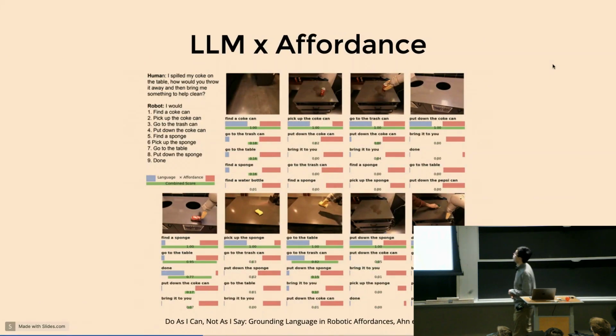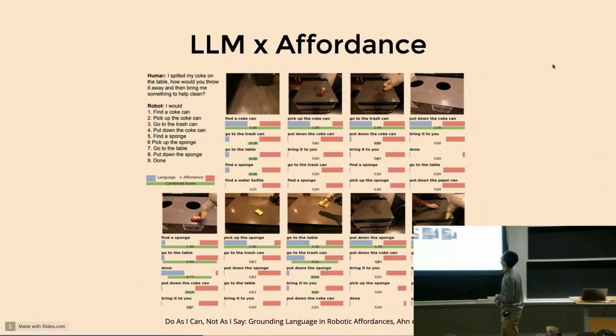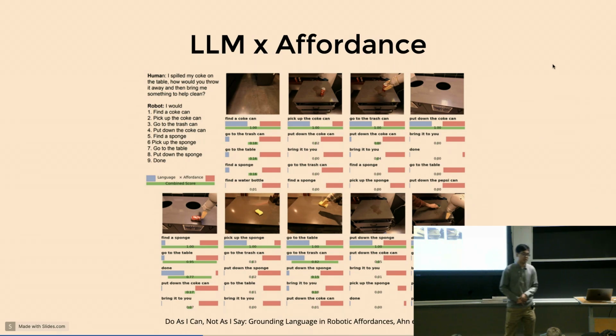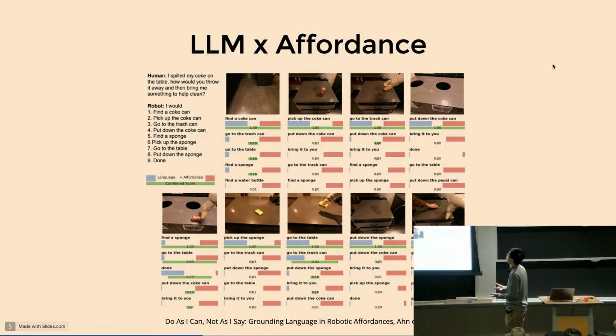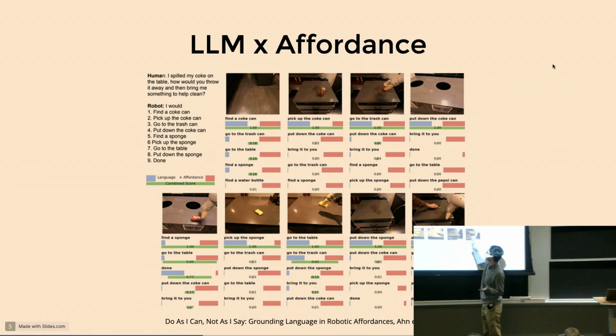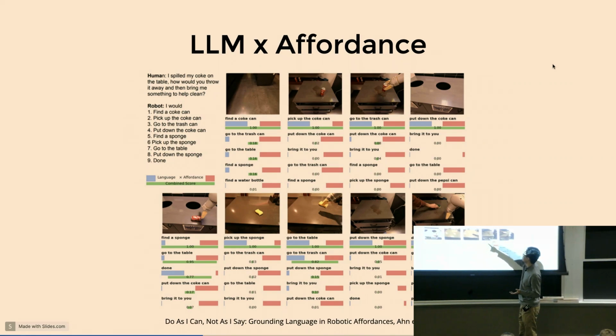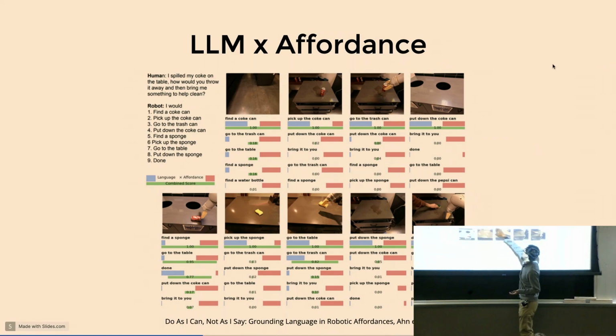And you can see that here, you have a task of I spill my Coke on the table. How would you throw it away and bring me something to help clean? So the robot chooses from a set of skill libraries. For example, here it has find the Coke can, pick up the Coke can. This is a list of pre-generated skills that a robot can choose from. And here, at the very beginning, it is from a random location. It decides it needs to find the Coke can first, which is the most likely outcome from the language model. The left-hand side is the language model. And then it walks to the Coke can. Then it determines that I should pick up the Coke can.